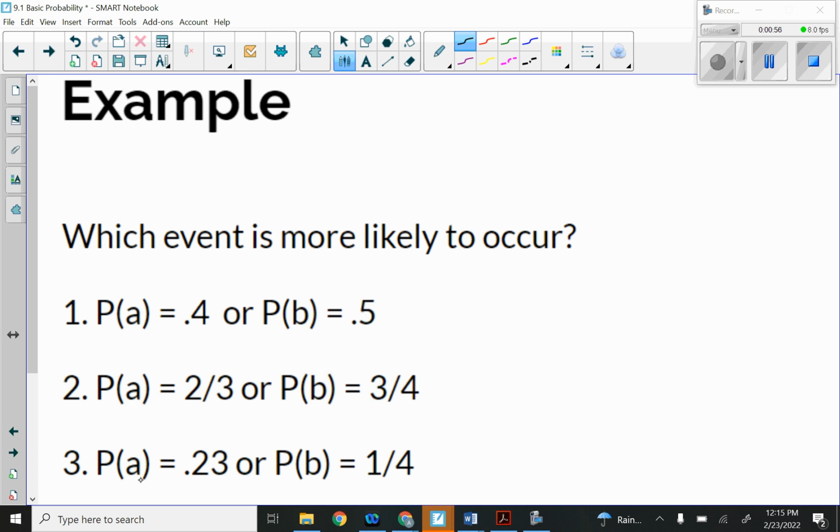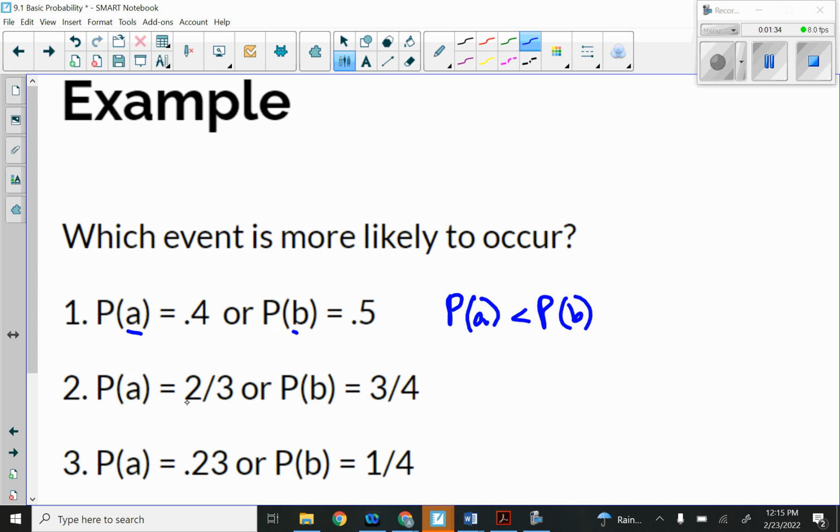Some things you're going to be asked to do is say which event is more likely to occur. So remember, the closer to 1, the more likely it is to occur. Now, how we would read this is the probability of A equals 0.4. The probability of B equals 0.5. So we would say P of A is less than P of B, because that 0.4 is smaller than that 0.5.